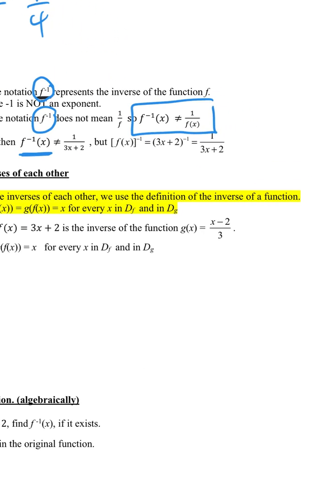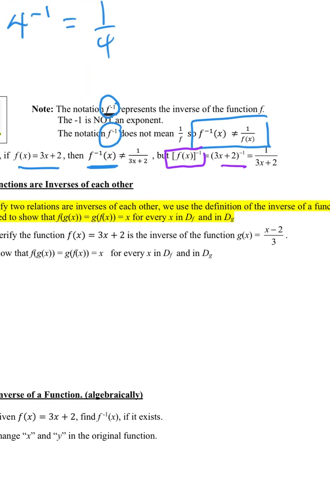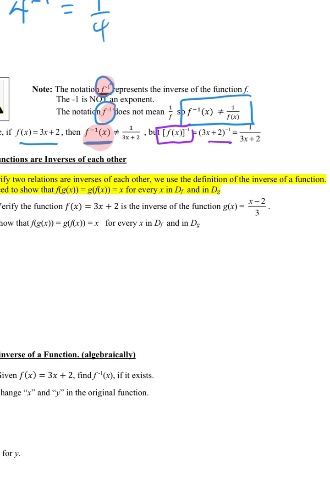If you were to write it on the outside, that is telling you to take that entire function and put it in the denominator. So notation, notation, notation. We have to understand that this little superscript of -1 is implying that I'm taking the inverse of the function. I am reflecting it across the line y equals x.